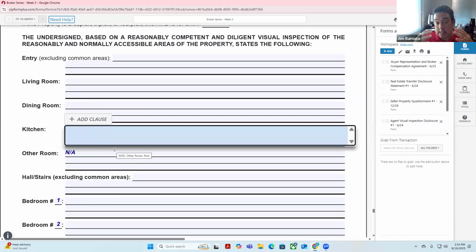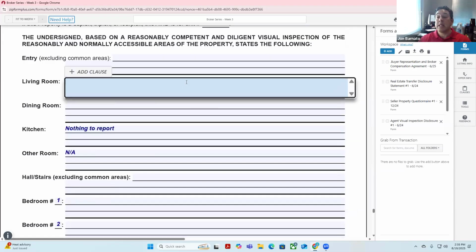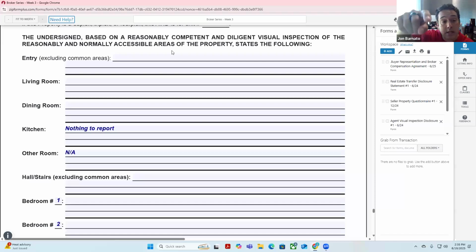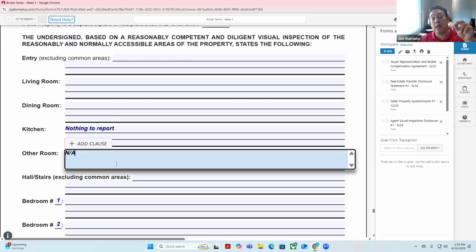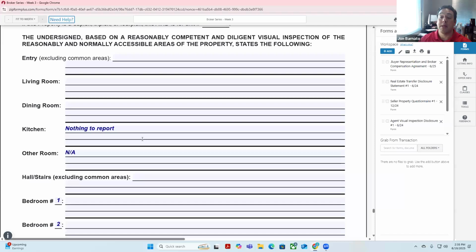If you inspect the kitchen, but there is nothing wrong, put nothing to report. I have agents who said they inspected the house and said, yeah, but I didn't put anything, there was nothing there. And then they say, well, why didn't you see this? Do you not agree that's an issue in the kitchen? And they can't prove they inspected the kitchen. Does that make sense? So if you inspect a location of the house and you don't find any defects, please put nothing to report. If a part of the AVID does not apply to the house, it's not a room in the house, or doesn't apply to the house or property, please put NA.